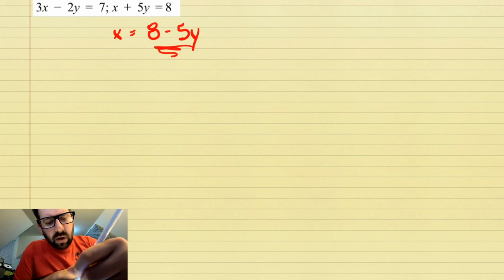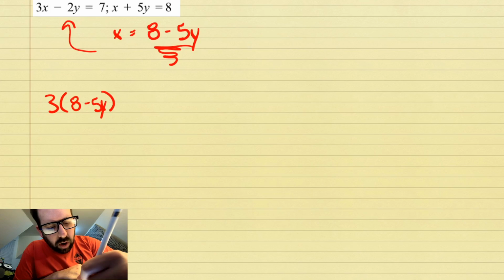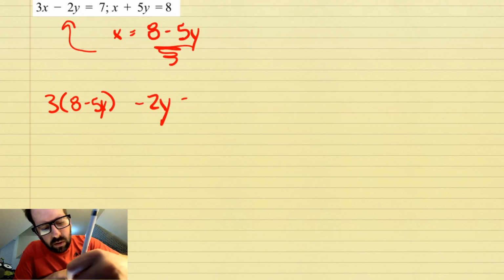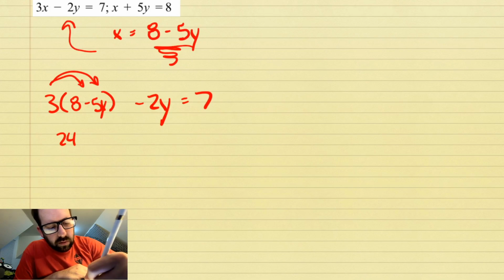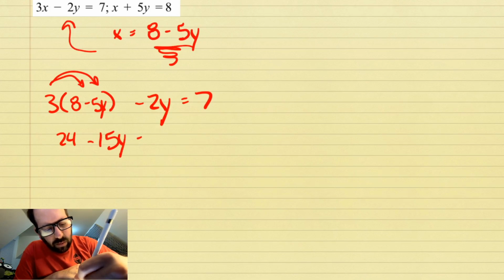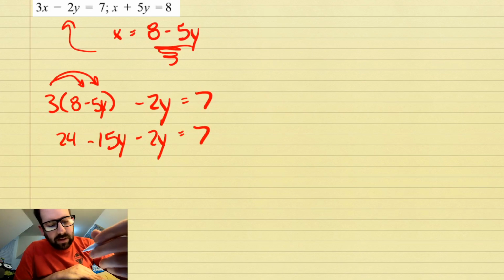So I'm going to take this. This is my x. I'm going to plug that into my other equation, this one. So I'm taking out the x here, and I'm going to plug an 8 minus 5y in for that x on that first equation. That way I only have y's in this problem. That's substitution method. Distribute the 3 here, so I'm left with 24 minus 15y minus 2y equals 7.